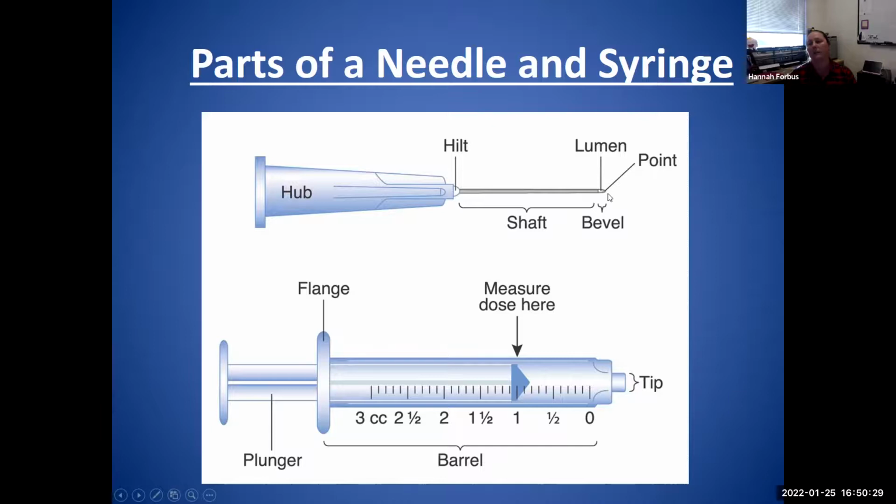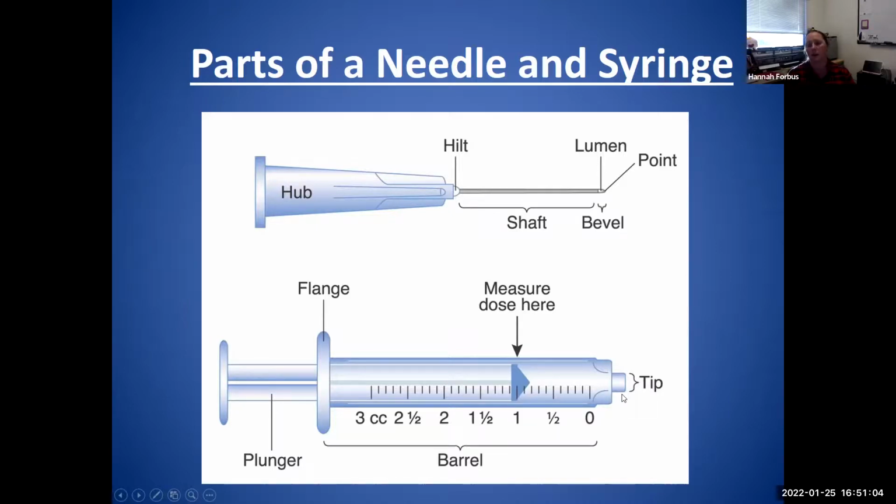Then you have the point at the very tip that's sharp. The bevel includes the lumen and the point, so it's both of them together. And then just the long part is the shaft. In the syringe, you have the plunger. You have the flange, which is the part that you should always hold it by. You have the barrel, which is the part with all the measurements on it. And then you have the tip here.